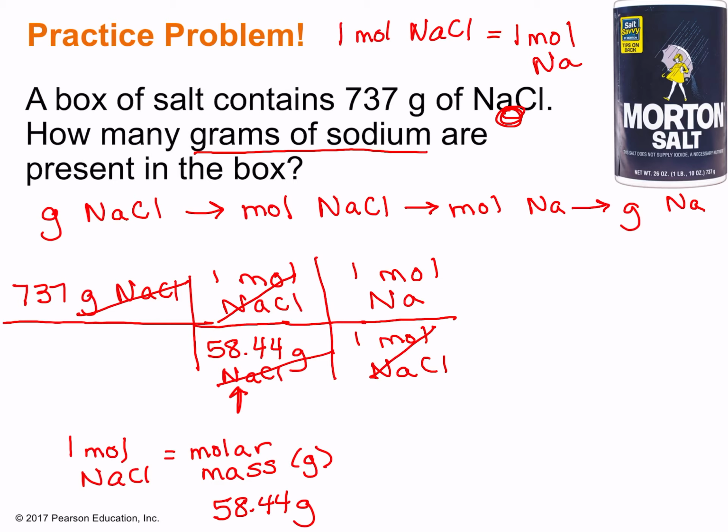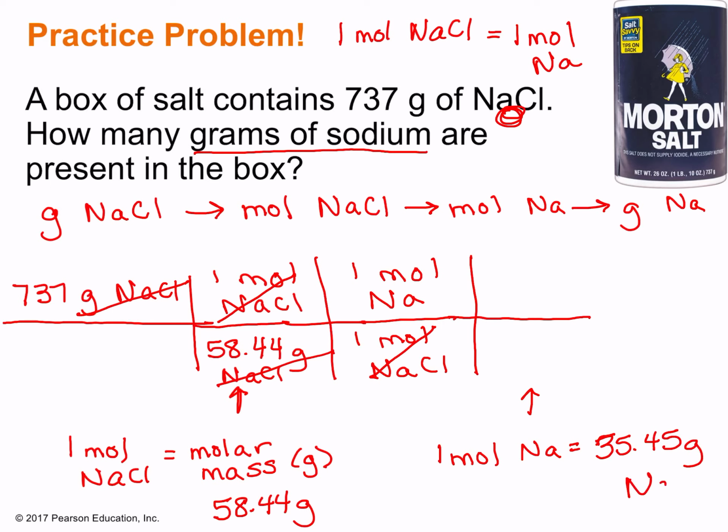Now, to get from moles of sodium to grams of sodium, anytime we're getting from moles to grams or grams to moles, we're always going to use the molar mass. So this is going to be another molar mass step. We're going to use 1 mole of sodium is equal to 35.45 grams of sodium, and I'm getting that number from the periodic table. So now we can put 1 mole of sodium on the bottom, and we can put 35.45 grams of sodium on the top.